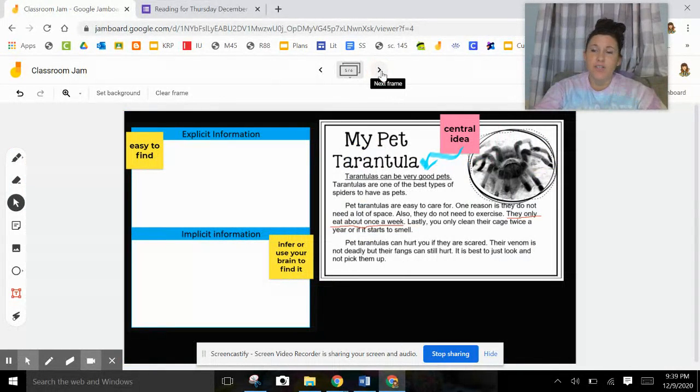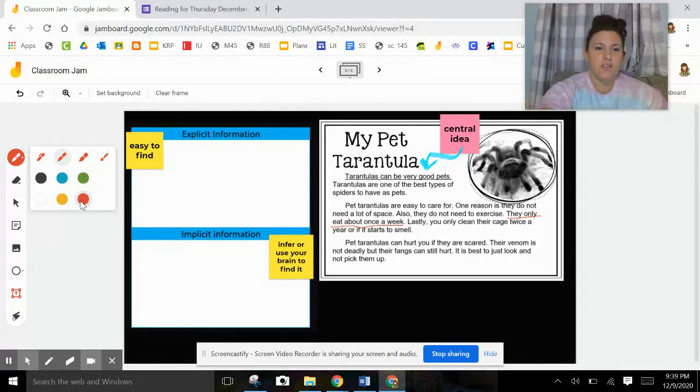So yesterday, actually the past few days, we've been working with this pet tarantula article, and I like using this because you guys are used to it and you know the information in it. So remember, explicit information is easy to find. It's just what the words say. So literally what the words say is the explicit information. The one that I underlined today says they only eat about once a week. That is the easy to find information. It's right there written out for you. So whenever I say that it's explicit, that means it's easy to find.